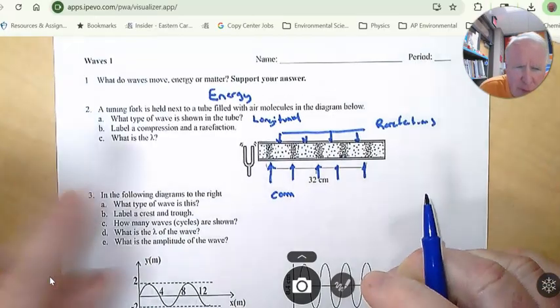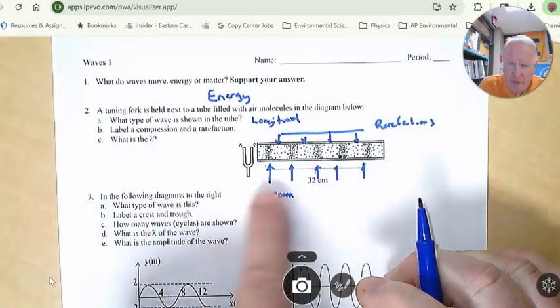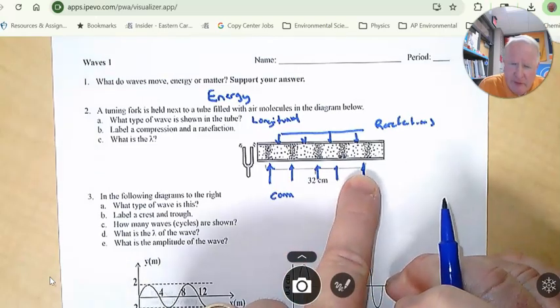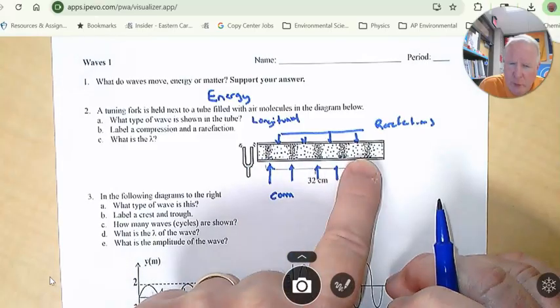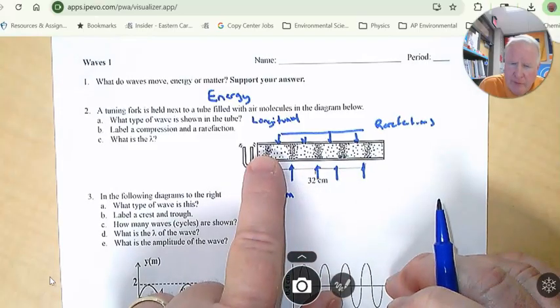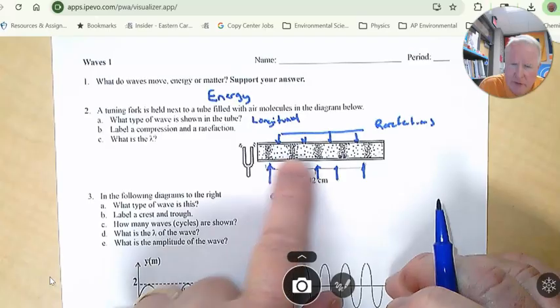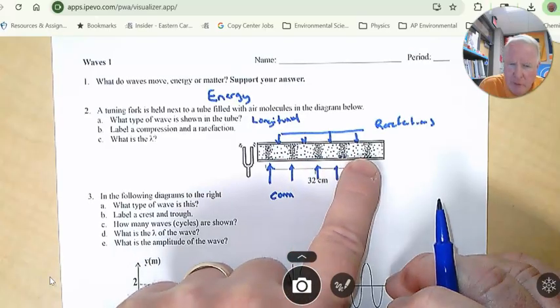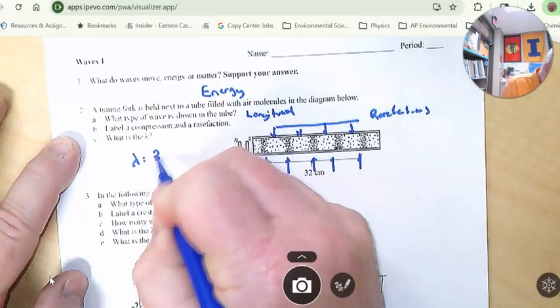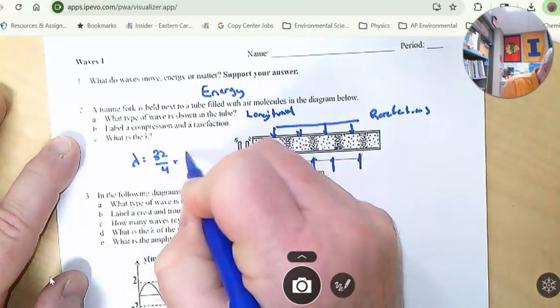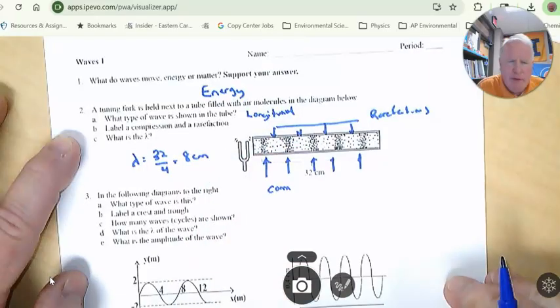Okay, and it says what is the wavelength. So what we have here is we have a measurement, and so the measurement looks like it's 32, but there is not just one wave here. There's from compression to compression 1, 2, 3, and then 4. So the wavelength is the total 32 centimeters divided by 4, or 8 centimeters. So the wavelength is 8.